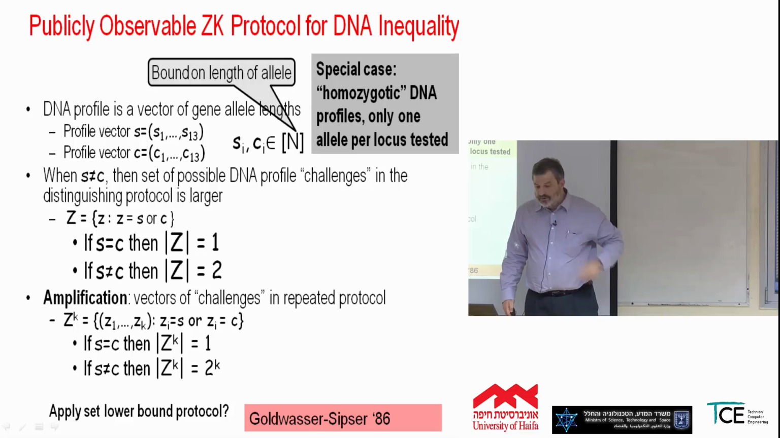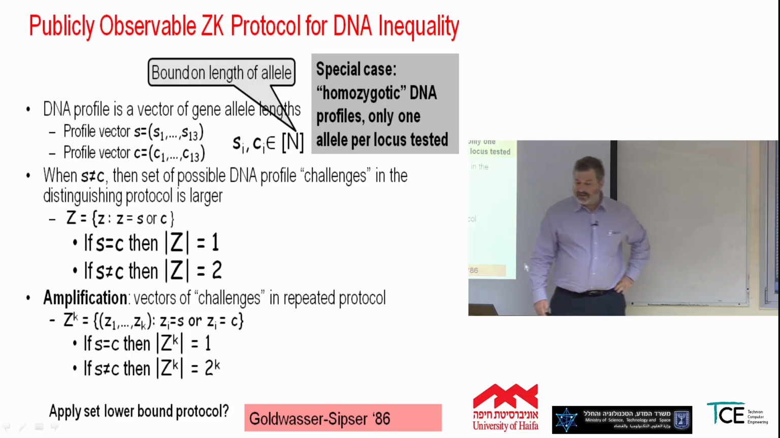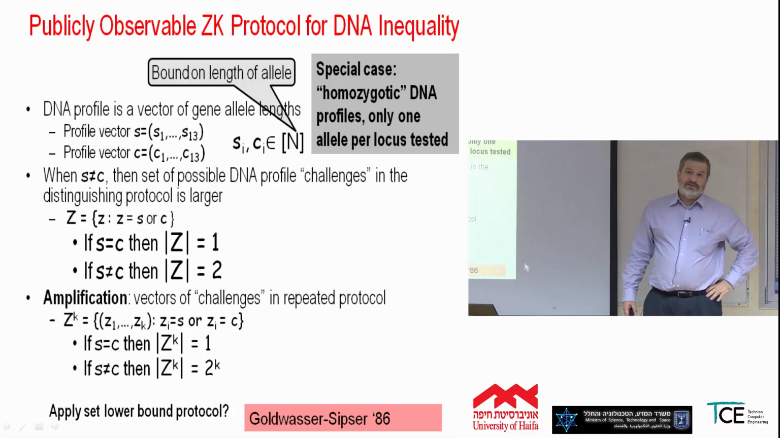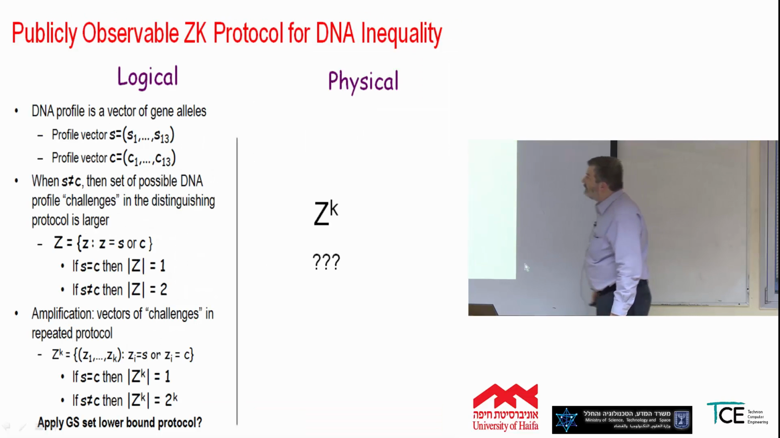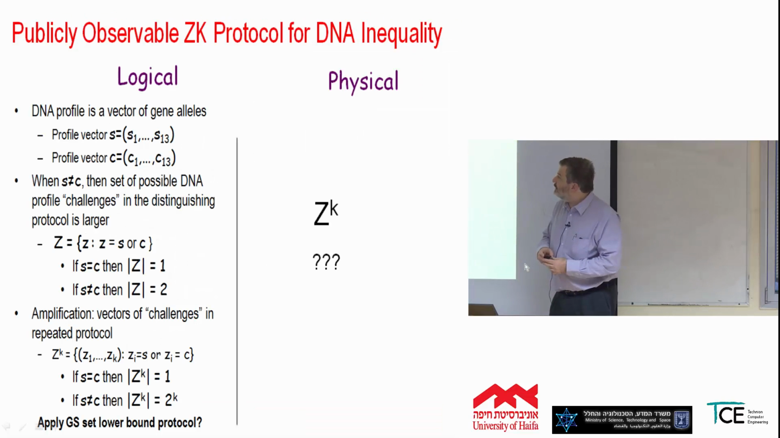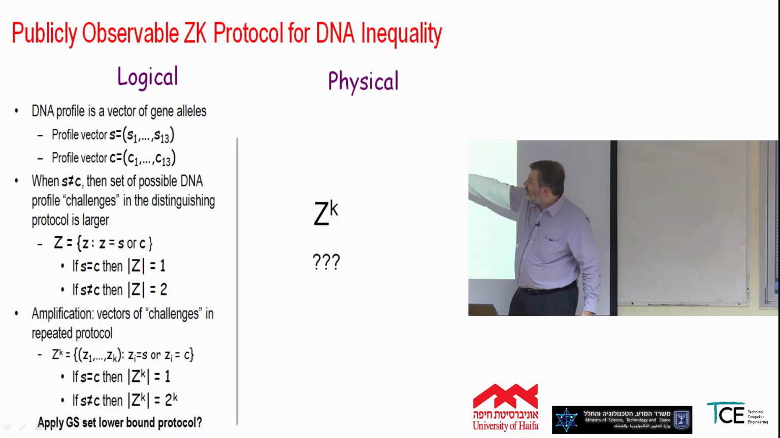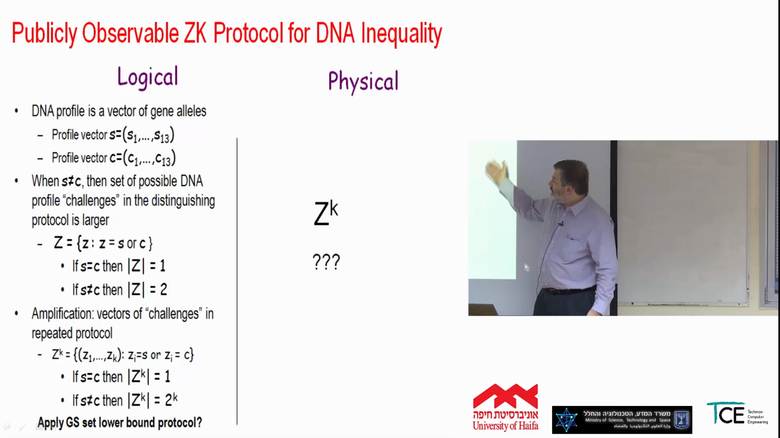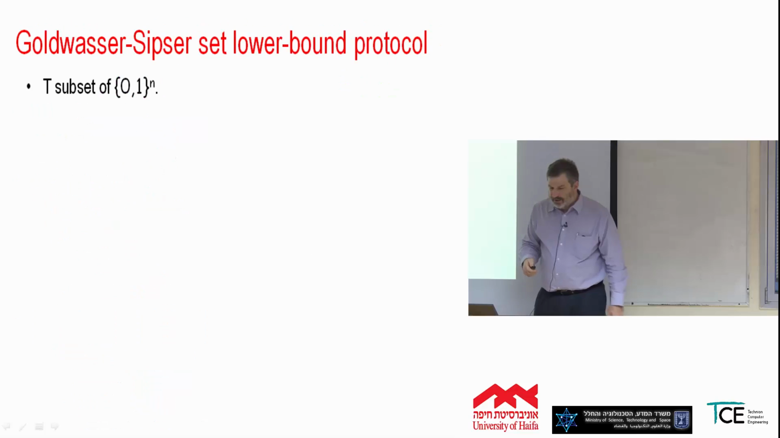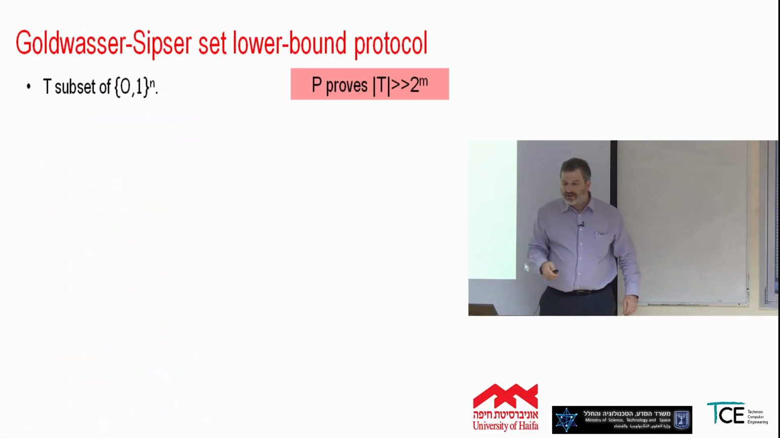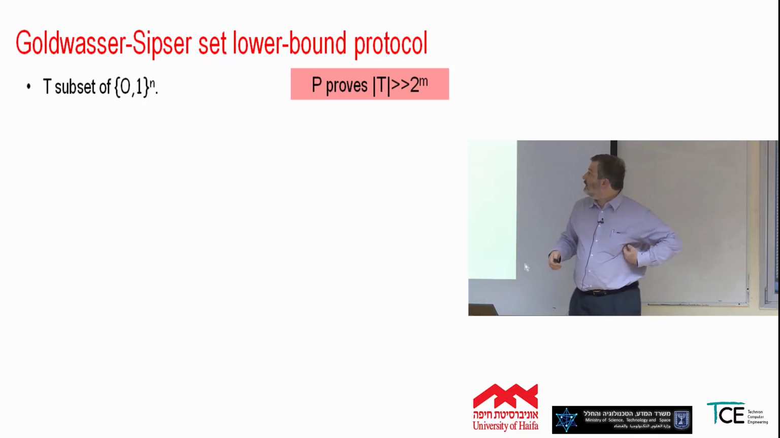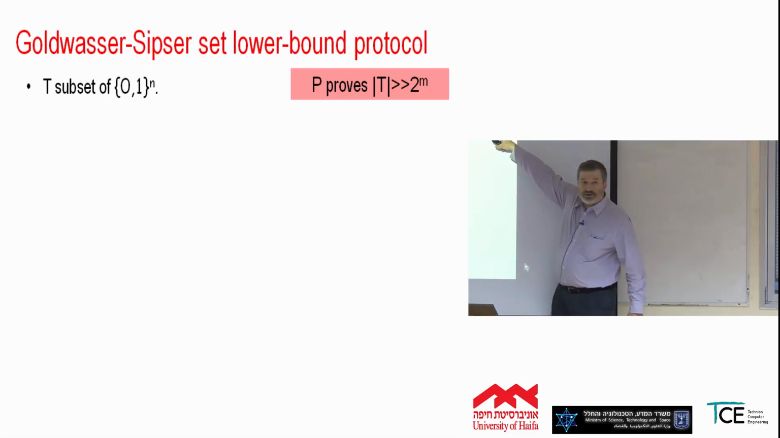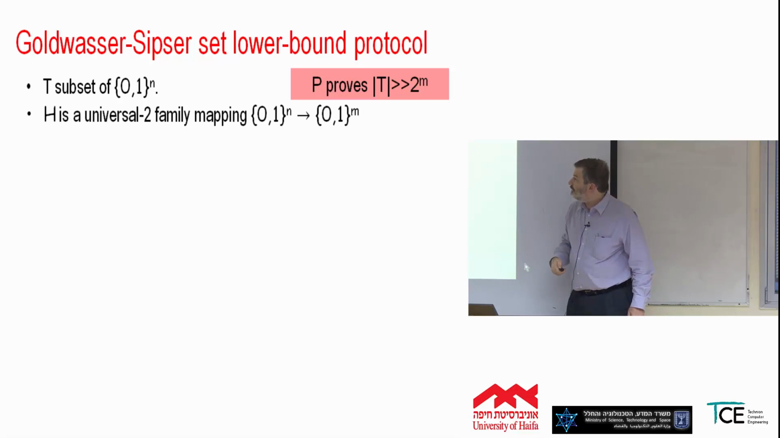And the idea now is to use the Goldwasser-Sipser set lower bound. So there are all sorts of problems in using it, but let's first see what it is. So here's the logical protocol. We have these two profile vectors, and we said that either it's large or it's small, and we're going to repeat it 2 to the k times, and then we will have to do something physical here. And so how does the protocol look? We have a subset of {0,1}^n, and we want to prove that it's large, way larger than 2^m.